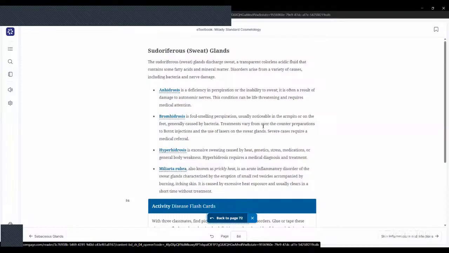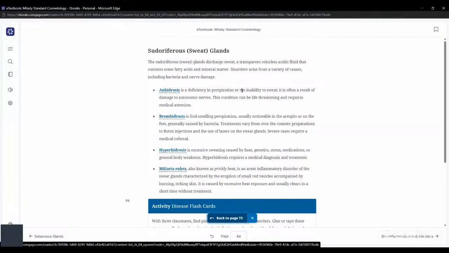Let's look at sweat glands and abnormalities with that. We notice with sweat glands, you have individuals that say they don't sweat, and then individuals that say they sweat too much. Anhidrosis: deficiency in perspiration, or the inability to sweat. It is life-threatening and requires medical attention.